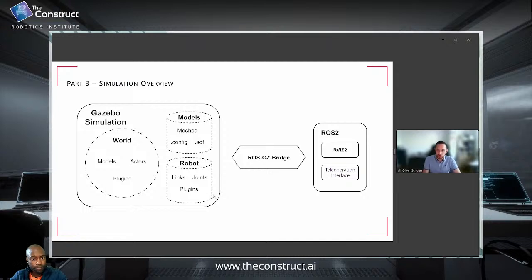Now, in order to also use our RViz and the teleoperation interface, we have to connect the Gazebo simulation with ROS 2. And this we do with this Gazebo bridge, where basically the Gazebo topics and the ROS topics are connected to each other.